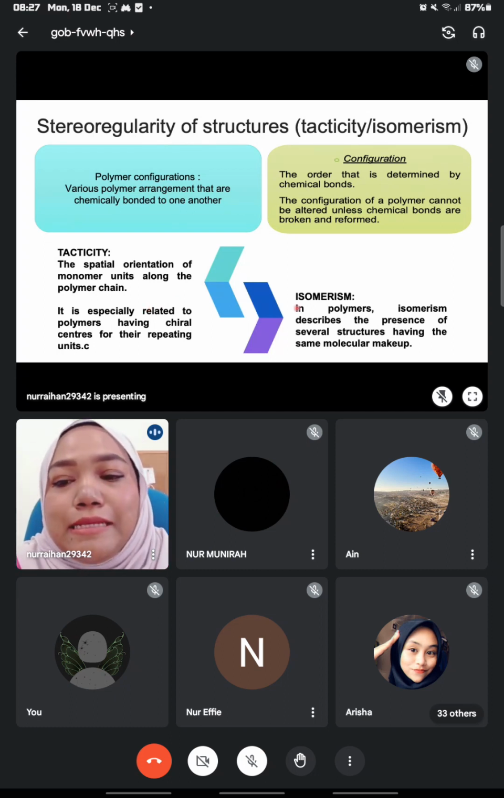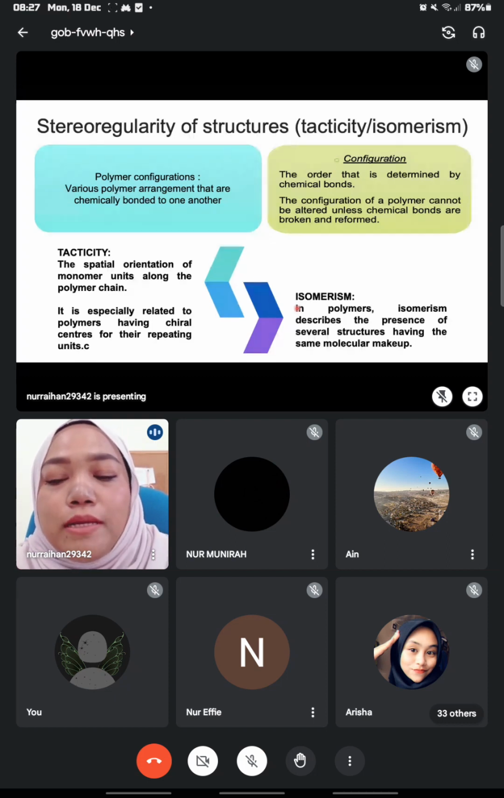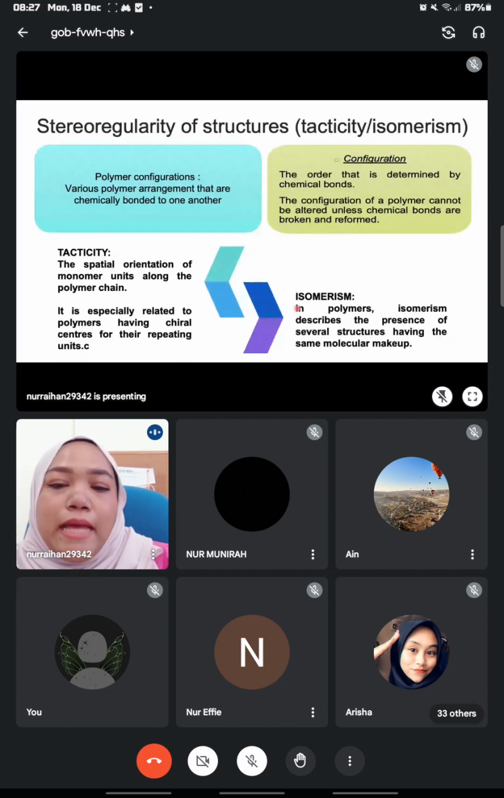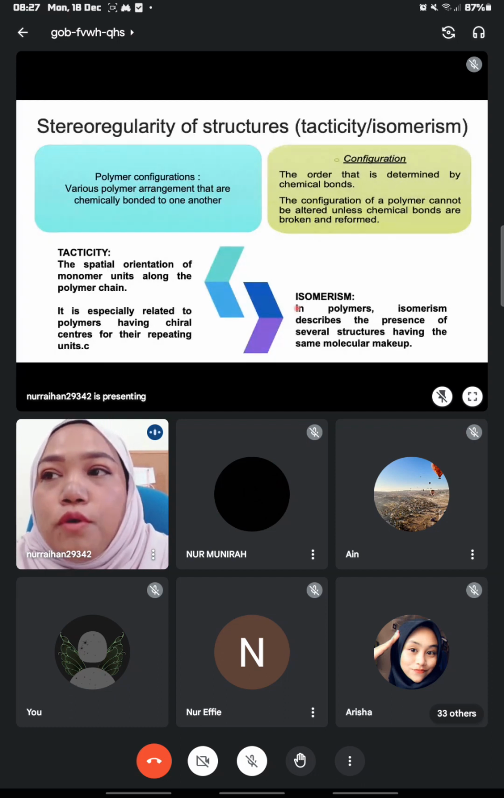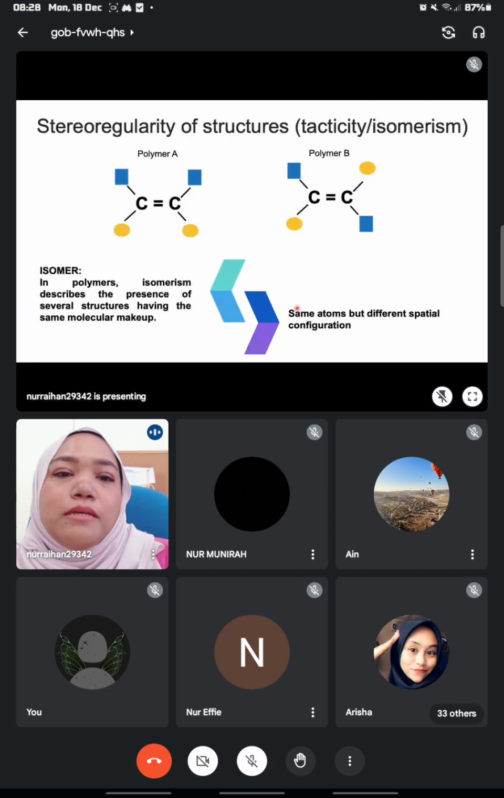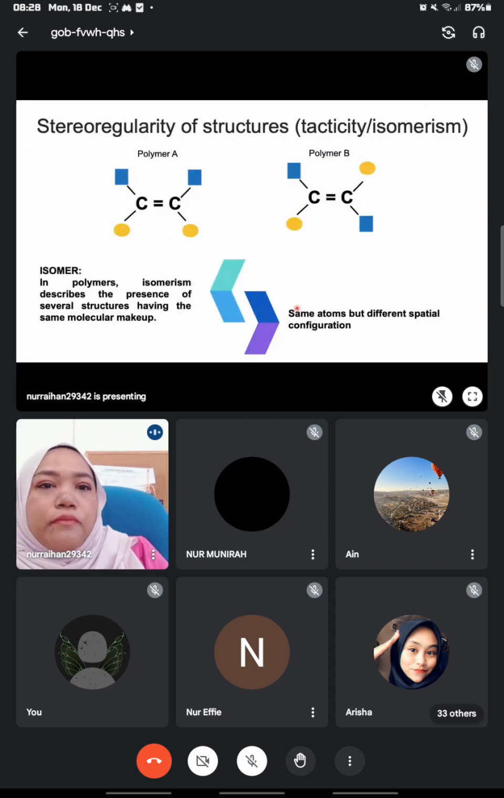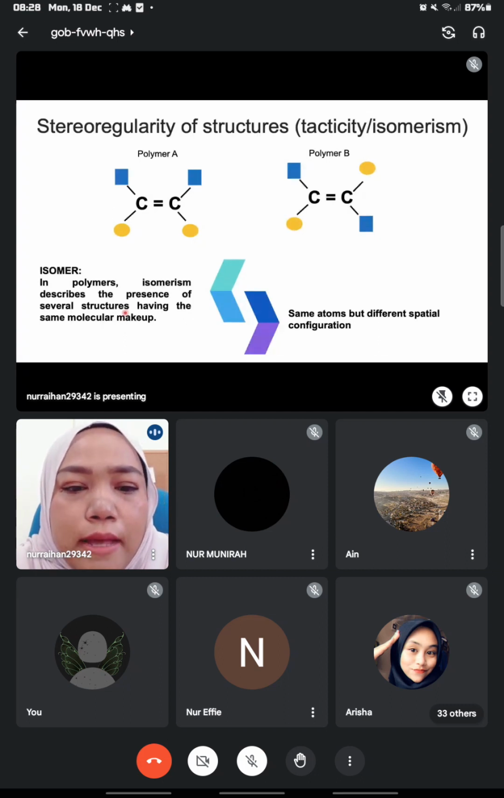Meanwhile, isomerism describes the presence of several structures having the same molecular makeup. In isomerism, the molecular formula is the same for cis and also trans. The only difference is the placement of the functional group, the placement of the molecule in that polymer. That's why we have cis and also trans. Okay, let's look at isomers first. An isomer describes the presence of several structures having the same molecular makeup.